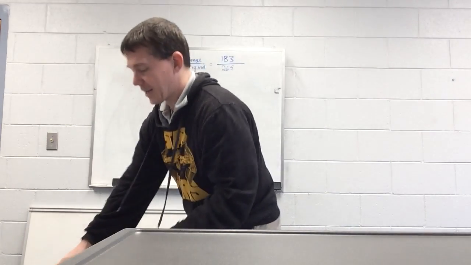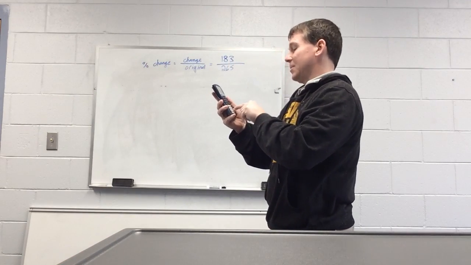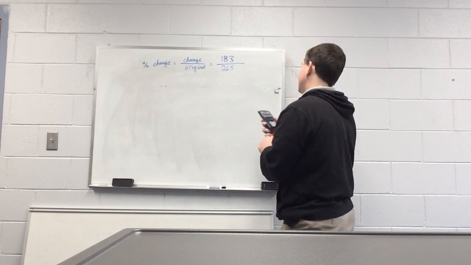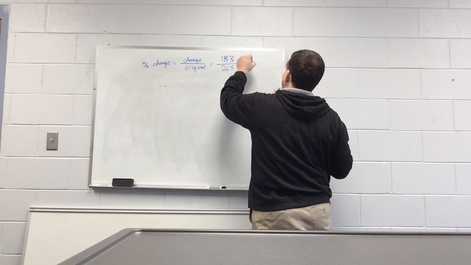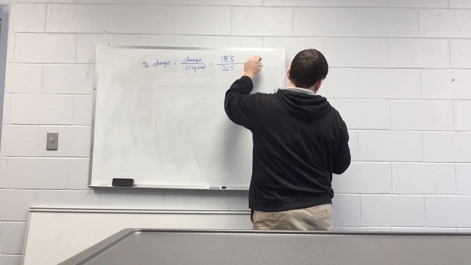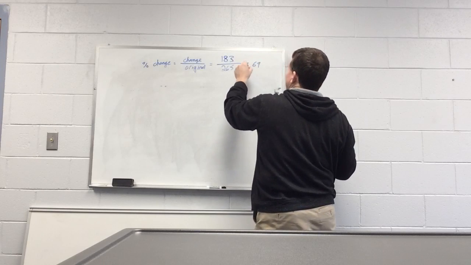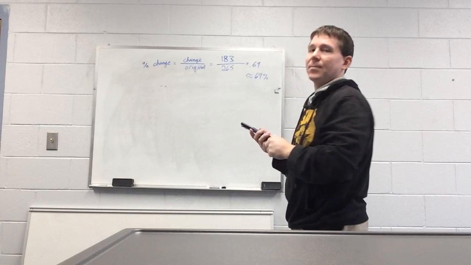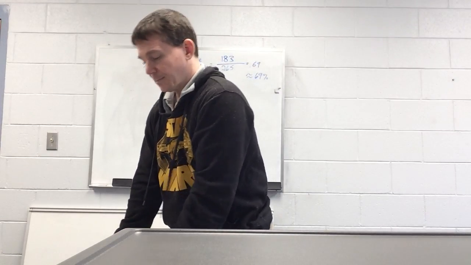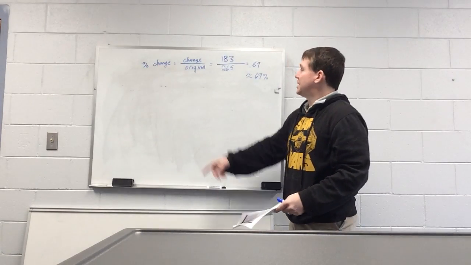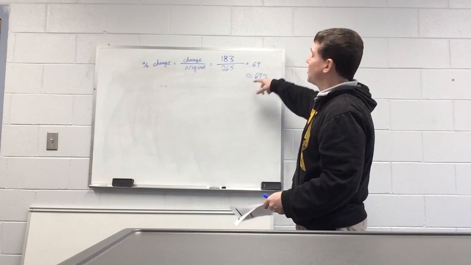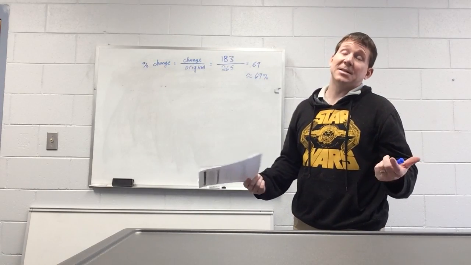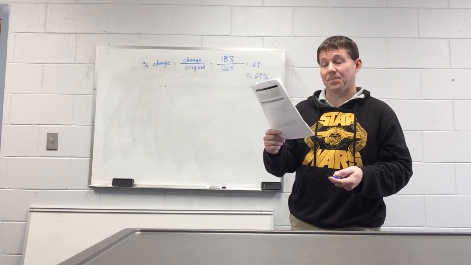Now I just throw it into my calculator. 183 divided by 265 is 0.69, which we then know becomes 69%. And again, you can say the percent decrease was 69%, or you could say the percent change is negative 69%. They mean the same thing.